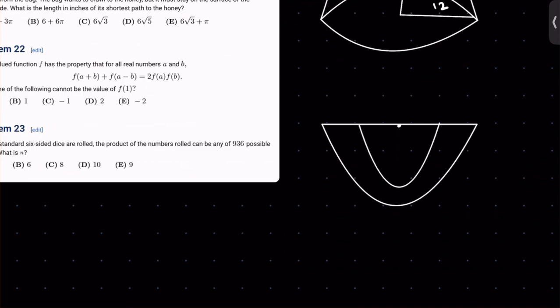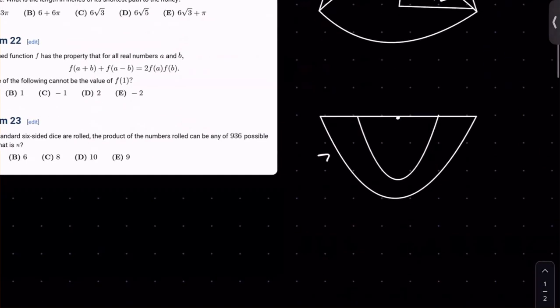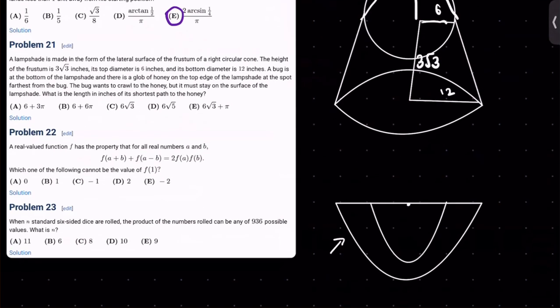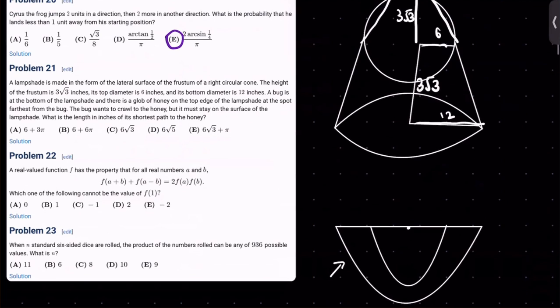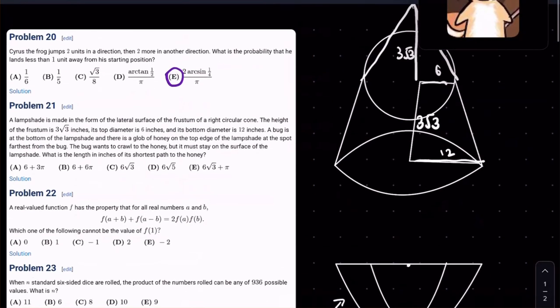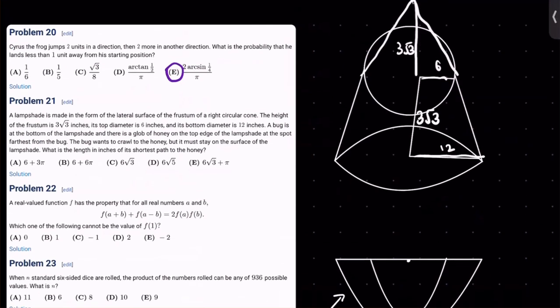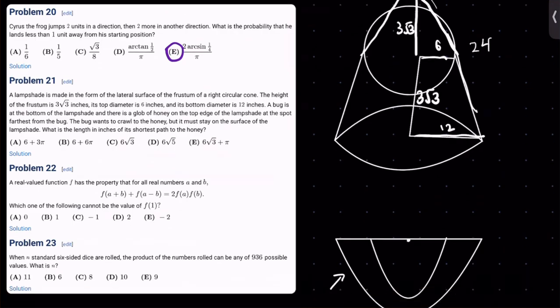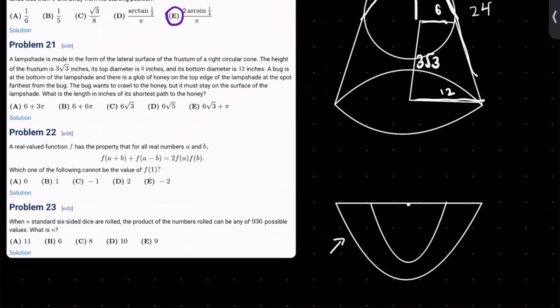Where this outer part is the lampshade. And how do I know this? Because we know that the bottom has a radius of 12 and a circumference of 24 pi, and since we know that this length over here is 24 because of the Pythagorean theorem, that means it'll have a total of 48 pi. So it'll be exactly half of that, which is 180 degrees.